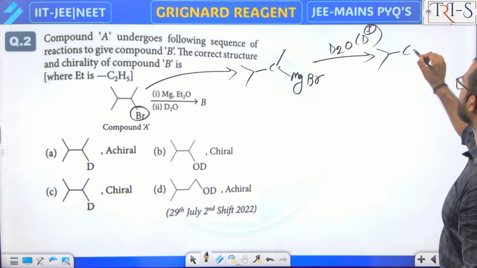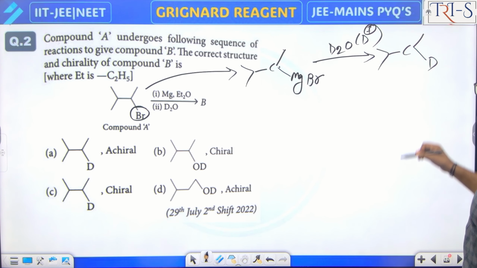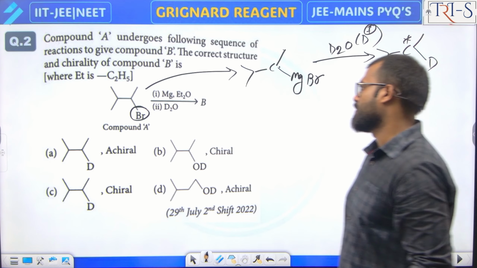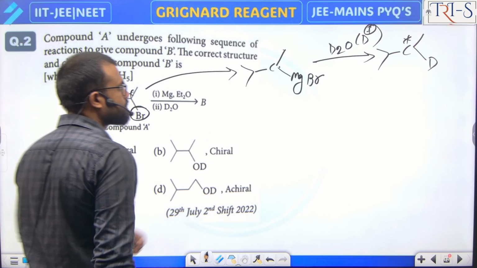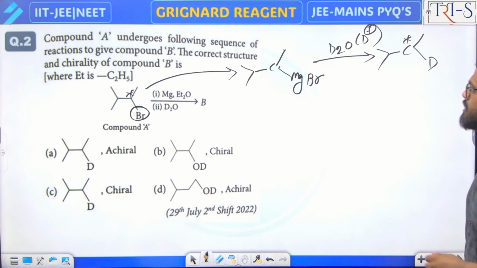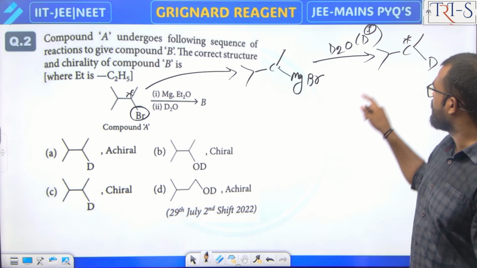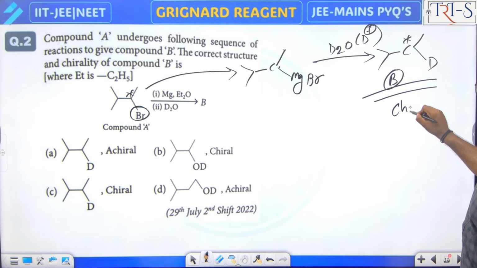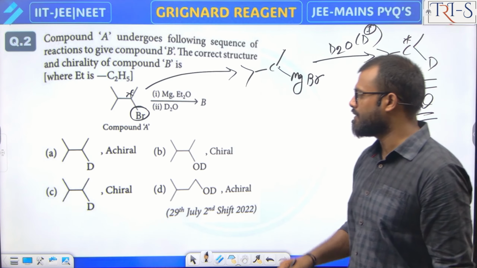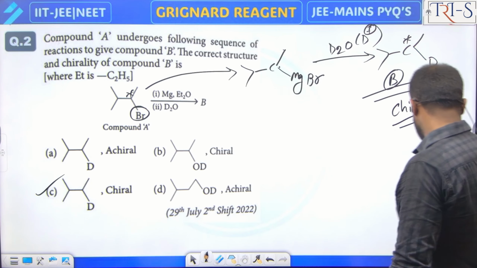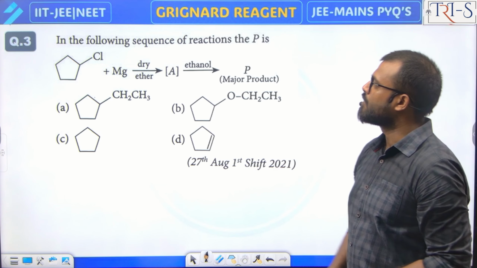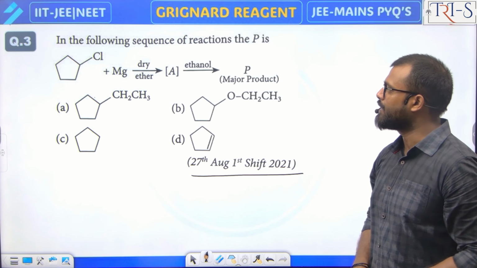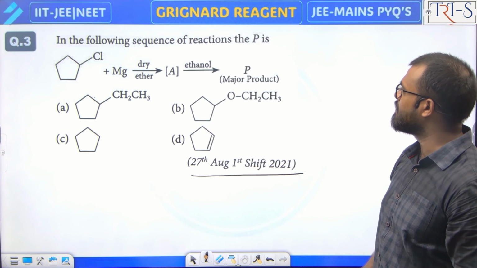So it will form such type of compound which can maintain its chirality. The chiral molecule does not lose chirality in such type of reaction. So this will be the compound and the molecule will be chiral. So option will be C. Now next, question number 3 appeared in JEE-mains 2021. In the following sequence of reaction, the P is.